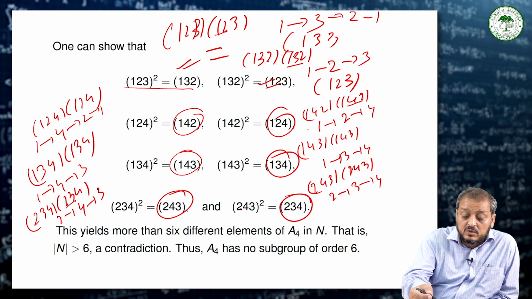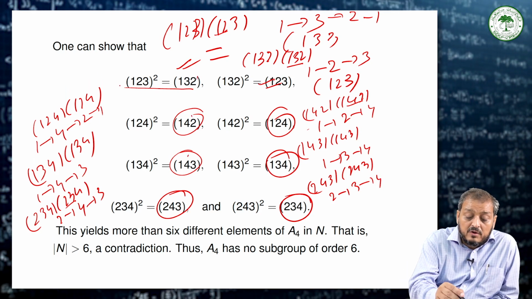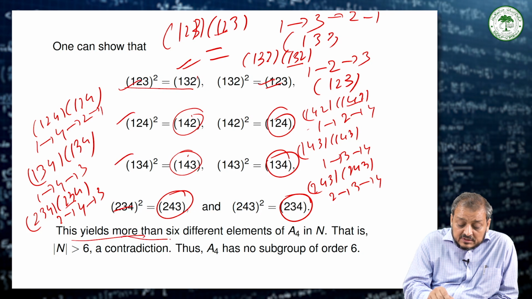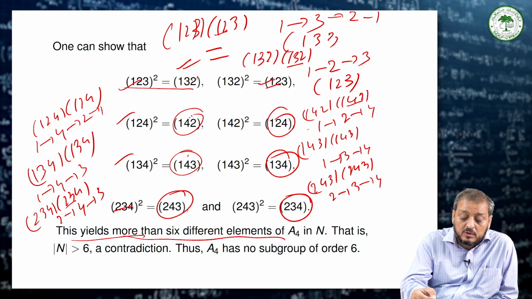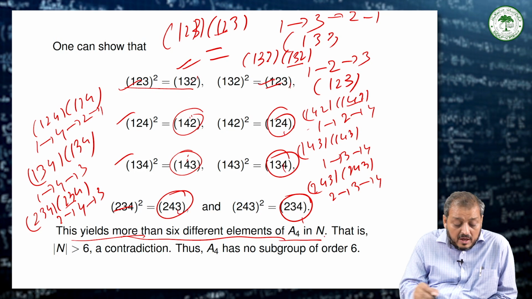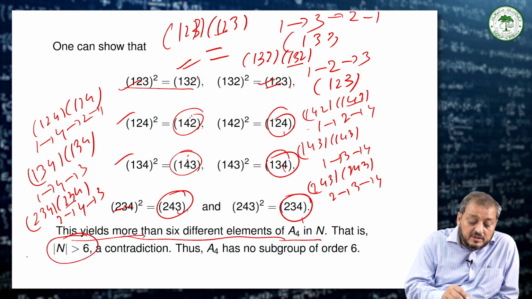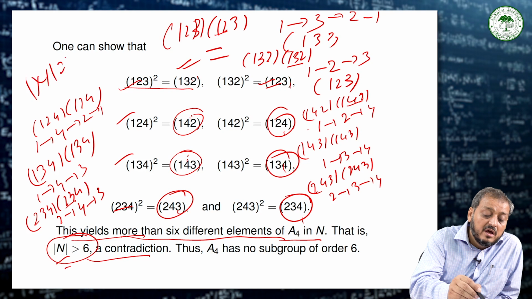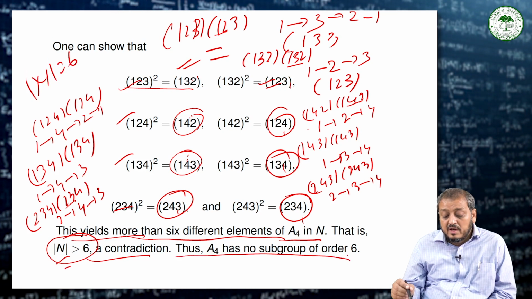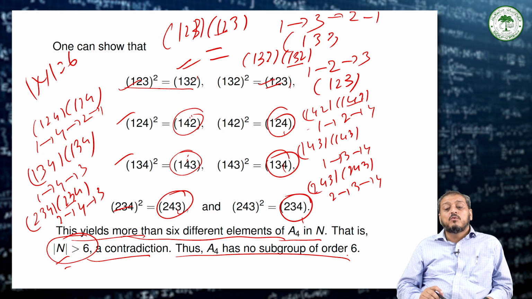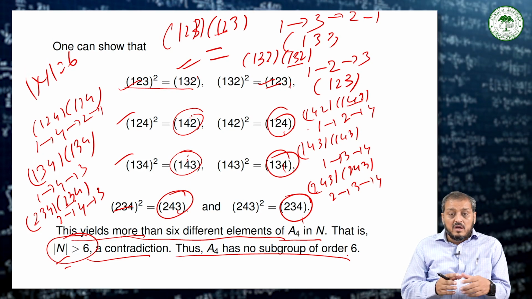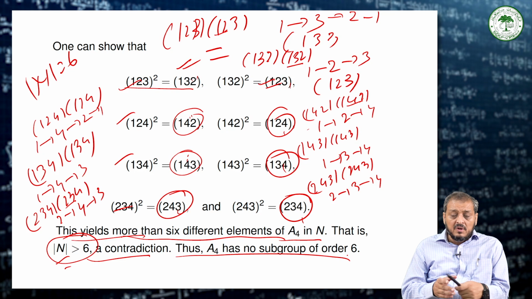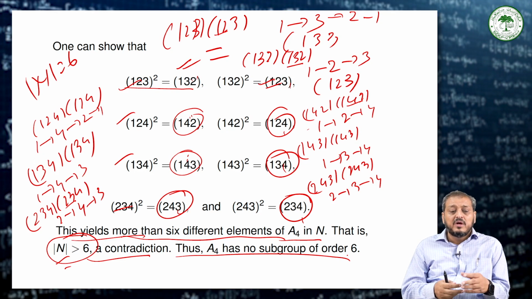Now this leads to 8 different elements of A4, the identity and these 3-cycles, which is more than 6 different elements in N. This means the size of N should be greater than or equal to 8, a contradiction, because in our assumption the size of N is equal to 6. This means A4 has no subgroup of order 6 by using this quotient also. So by this method we can also prove that the converse of Lagrange's theorem is not true in general.